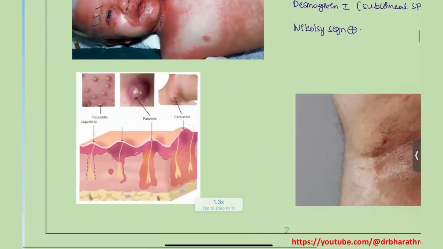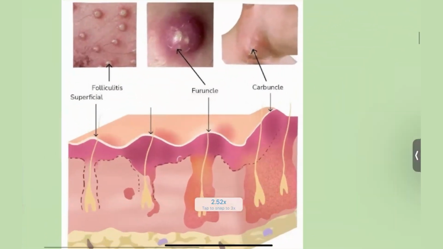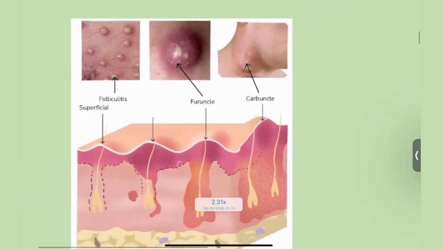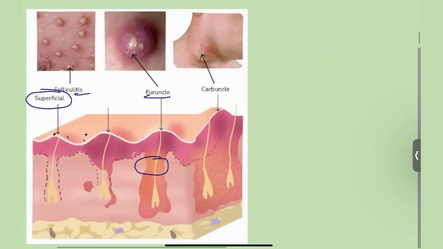Next, coming to folliculitis, furuncle and carbuncle. These three are caused by Staphylococcus aureus only. Folliculitis mostly involves the superficial layer, where the lesions erupt around the follicles. Furuncle is filled with pus and involves the dermal region, whereas carbuncle involves the deeper dermis and causes multiple pus-filled openings. Furuncle has only one pus pocket, while carbuncle is formed by multiple.